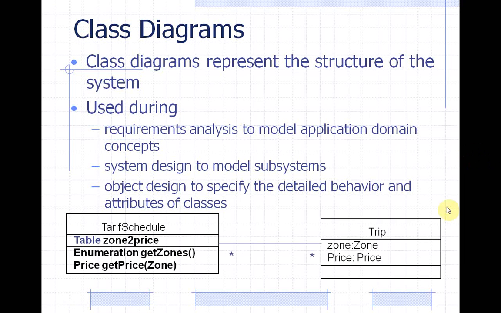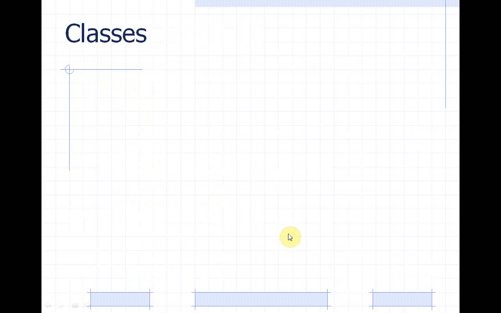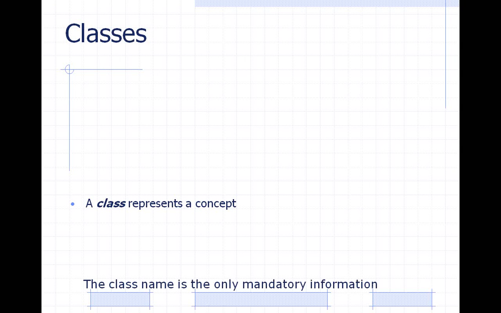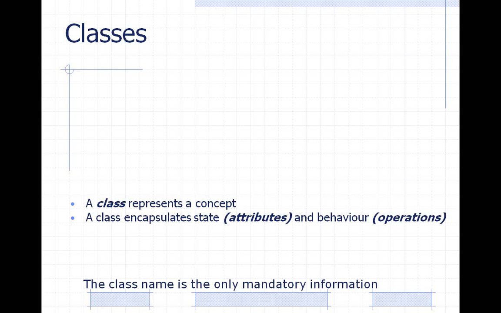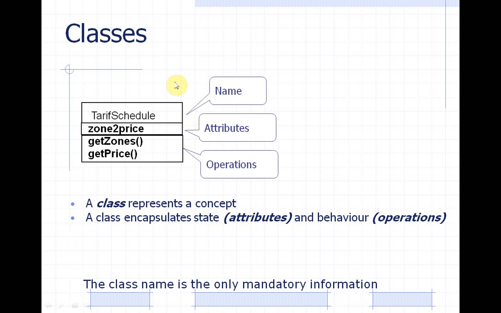So, for example, this is a simple class diagram including two classes. There is an association between the two classes. So now let's look into the class. A class represents a concept. The class name is the only mandatory information. So a class encapsulates state and behavior, like this example.